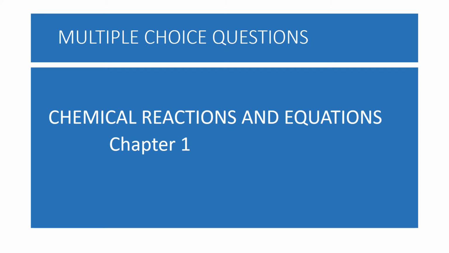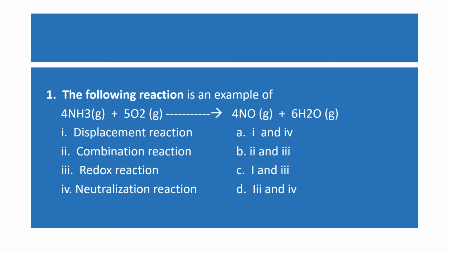And today we will do practice of some multiple choice questions from chapter 1, that is chemical reactions and equations. See, the first question is: the following reaction is an example of 4NH3 + 5O2 gives 4NO + 6H2O. You have to tell what type of reaction this is. Is this a displacement reaction, combination reaction, redox reaction, or neutralization reaction?